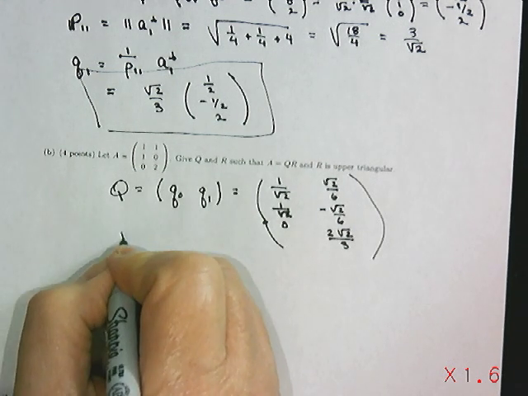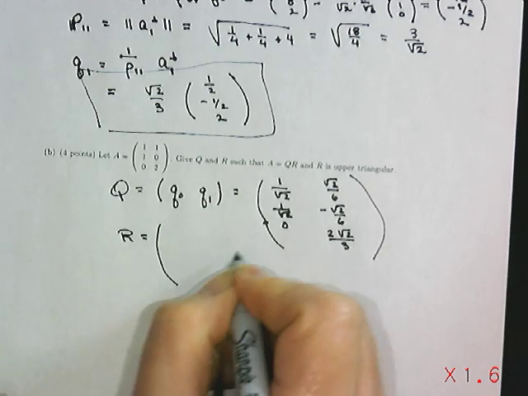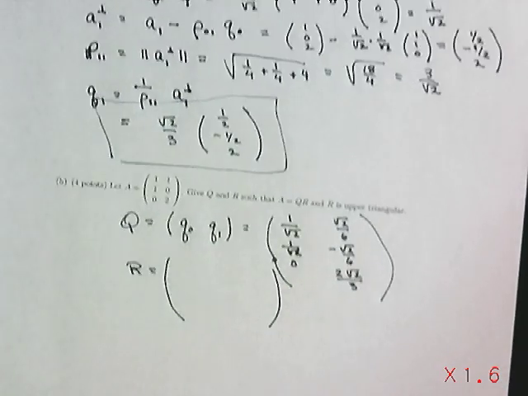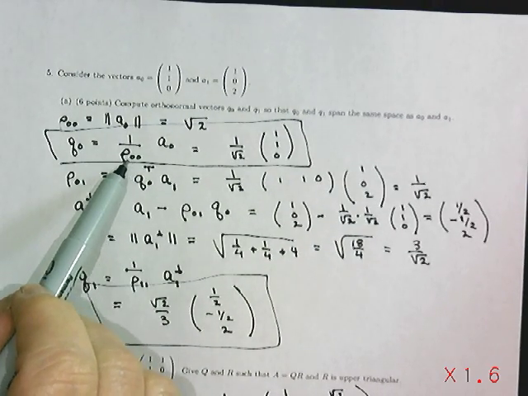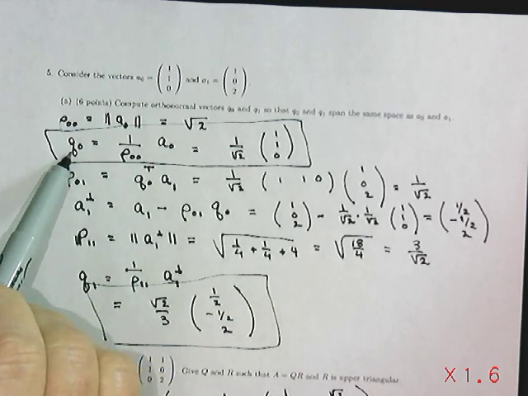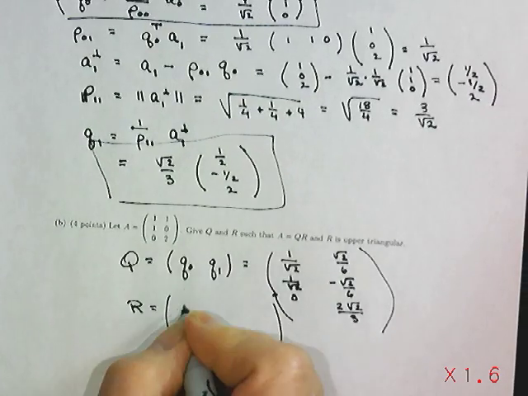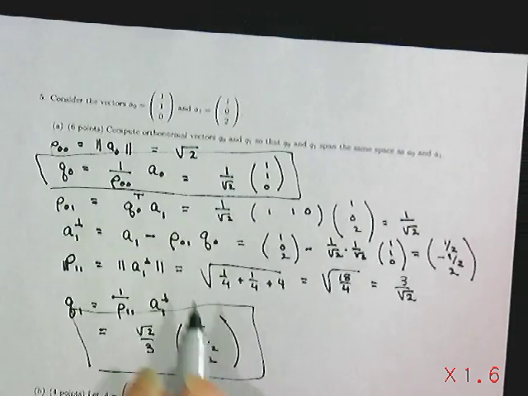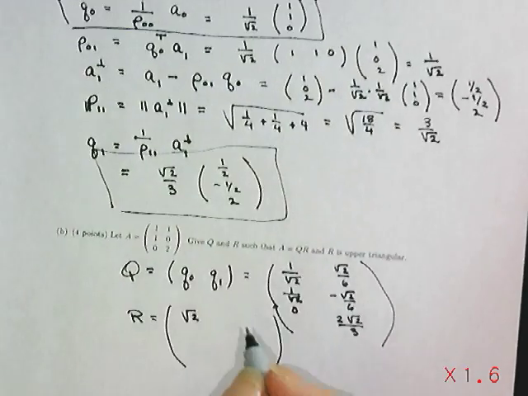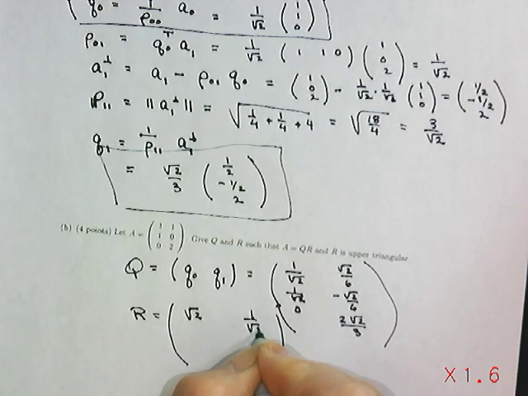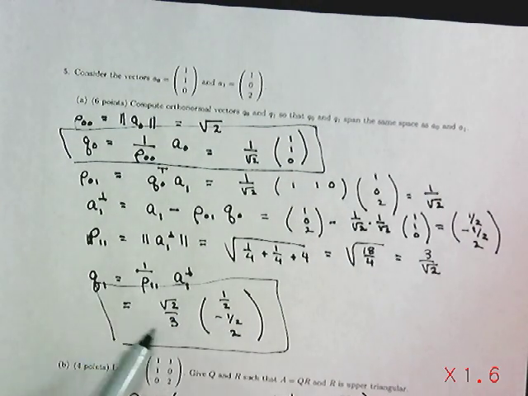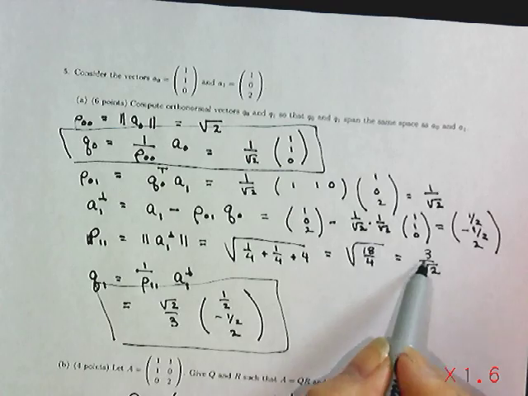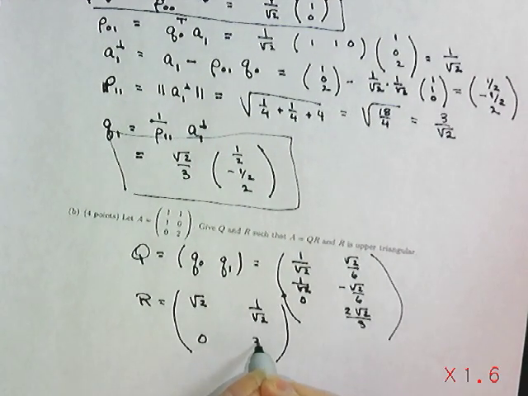And R is made up of the rho values that we found when we were creating our orthonormal basis. Rho sub 0, 0 was the square root of 2. Rho sub 0, 1 was 1 over the square root of 2. The entry below that is going to be 0. And rho sub 1, 1 was 3 over the square root of 2. So that's it.